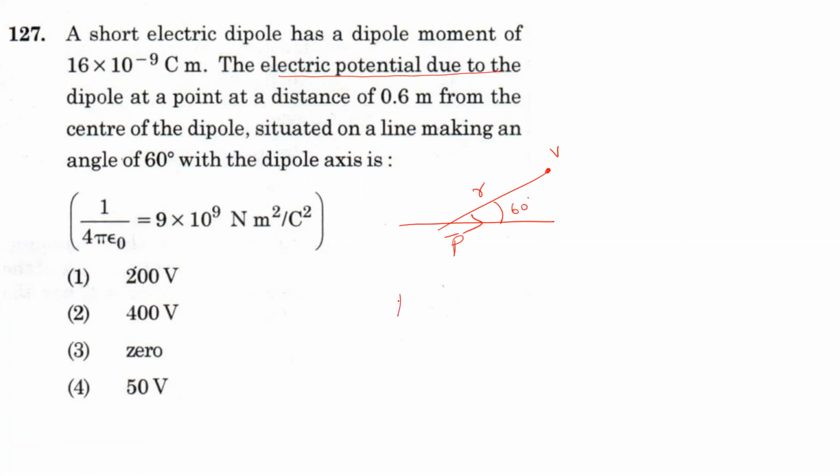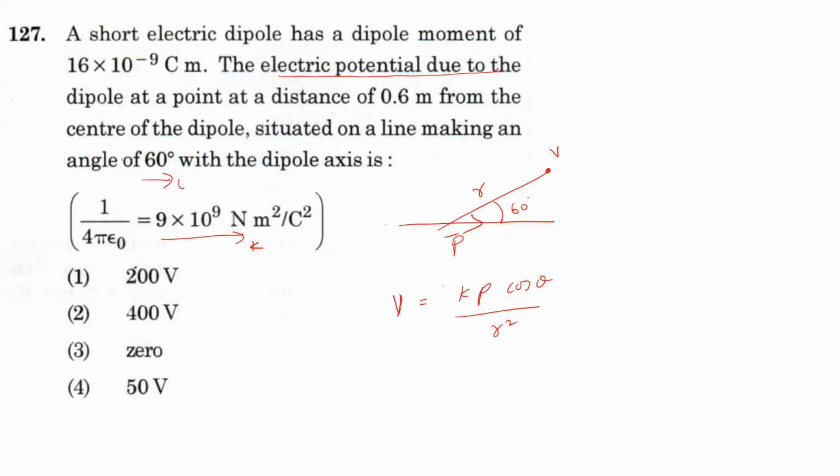Actually, the formula for electric potential due to a dipole: electric potential due to a dipole is equal to K into P cos theta divided by R square. Now the K value is given, it is 9 into 10 power 9.